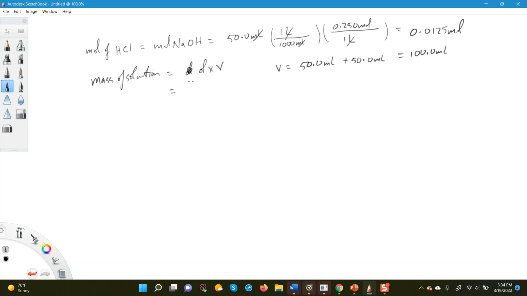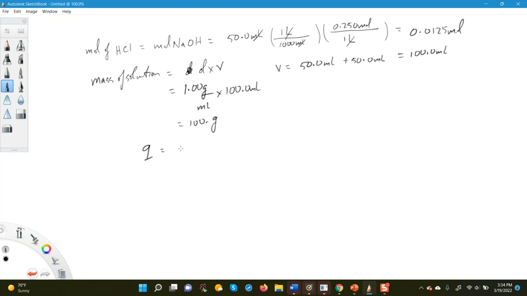So Q is going to be equal to the mass of the solution times the specific heat times the change in temperature. Now, the mass we calculated to be 100 grams. The specific heat, we assume that to be 4.184. I'm just going to round it to 4.18 joules per gram degree Celsius. And then we get to the temperature change.